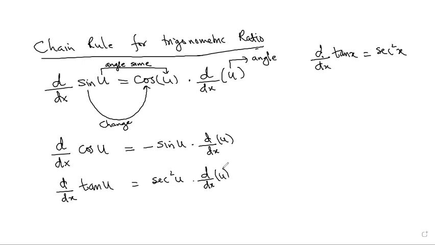Okay, one more I want you to tell. d by dx of cot u. Cosec square u. No minus. Yes, minus cosec square u. Minus cosec square u, into d by dx of u.